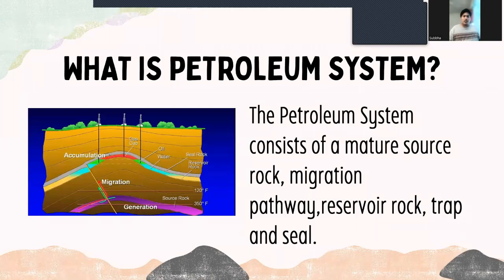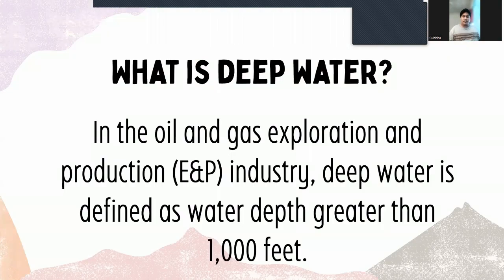For the introduction, petroleum system. The petroleum system consists of mature source rock, migration pathway, reservoir rock, and trap and seal. So what is deepwater? In the oil and gas exploration and production industry, deepwater is defined as water depth greater than 1,000 feet.